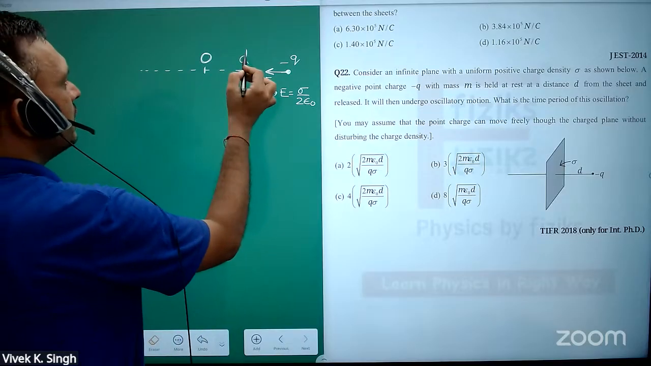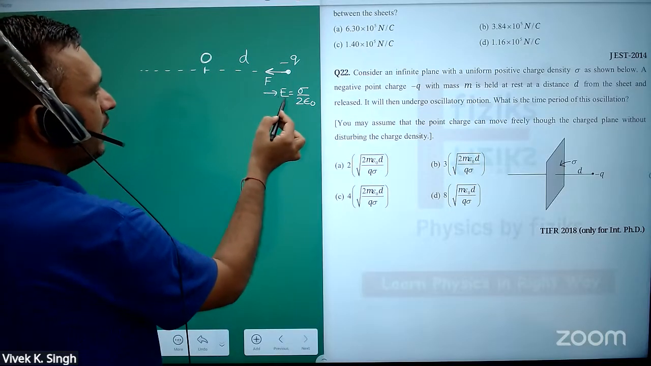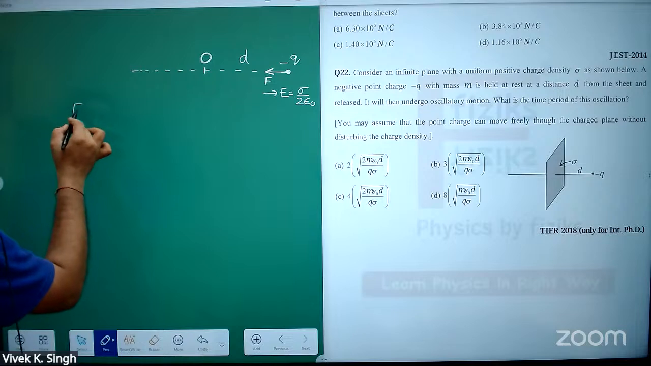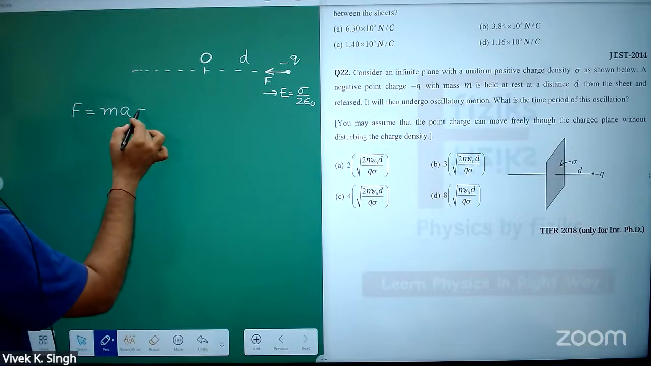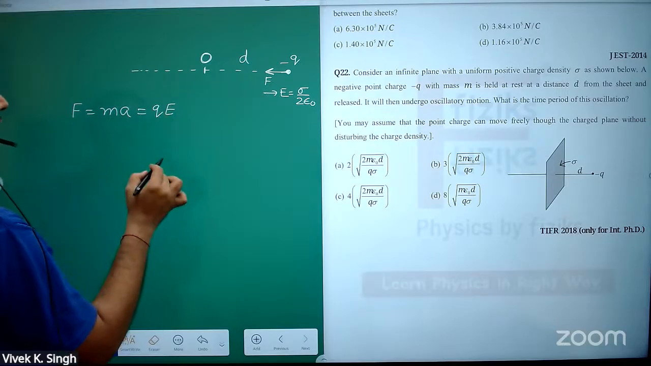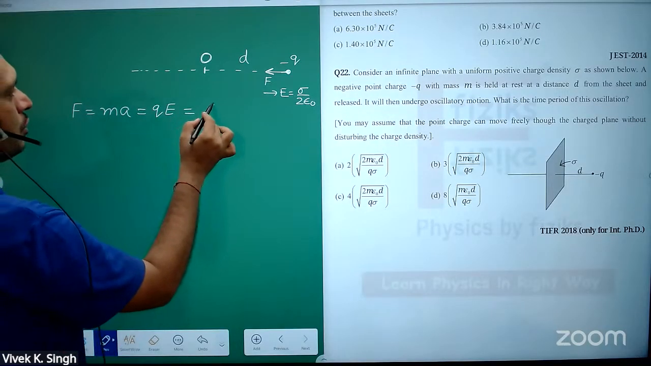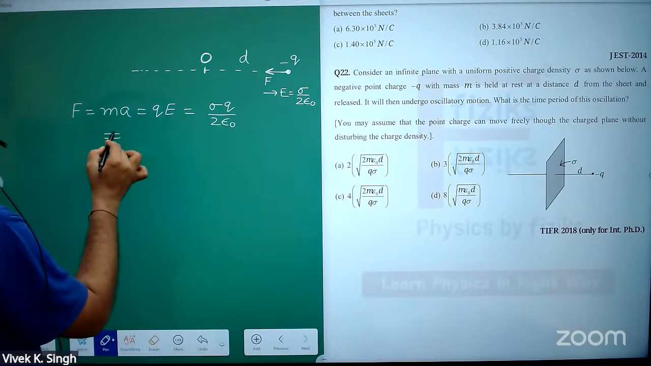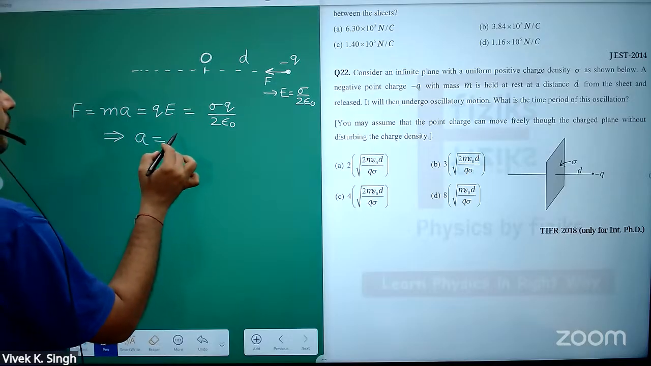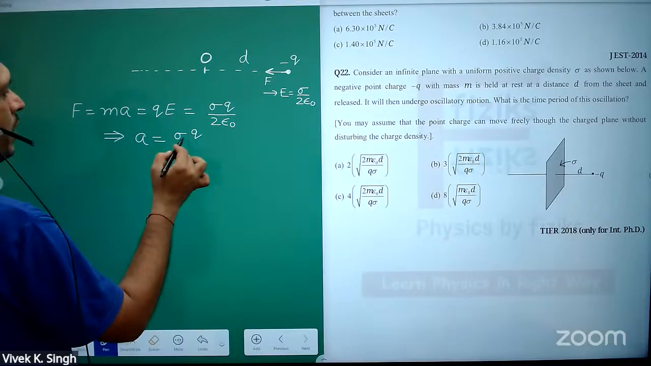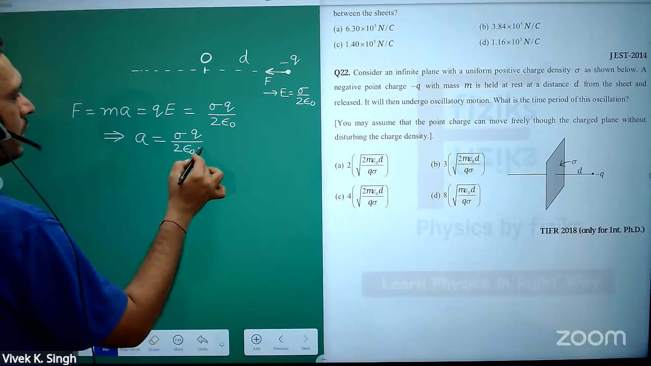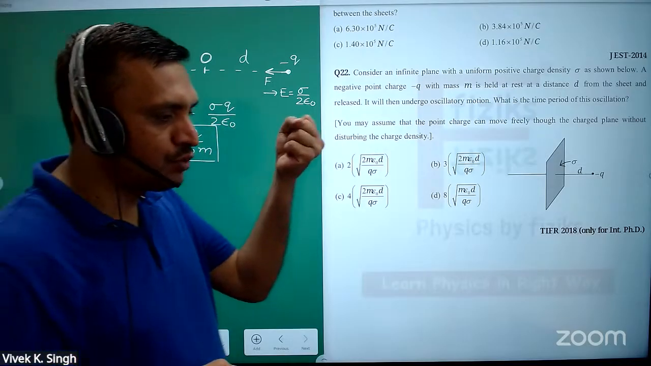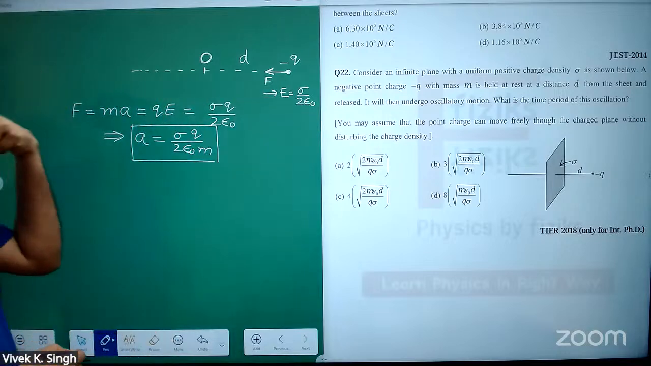This distance is d. So it will experience acceleration. Force is given by mass into acceleration, and that is q into E, which is sigma q by 2 epsilon naught. So the acceleration of the charged particle is sigma q by 2 epsilon naught m. This is the acceleration, and this negative charge will be accelerated towards the sheet.